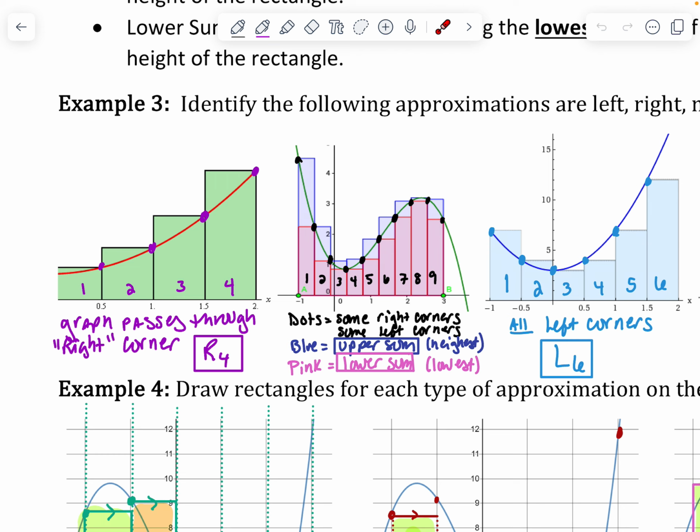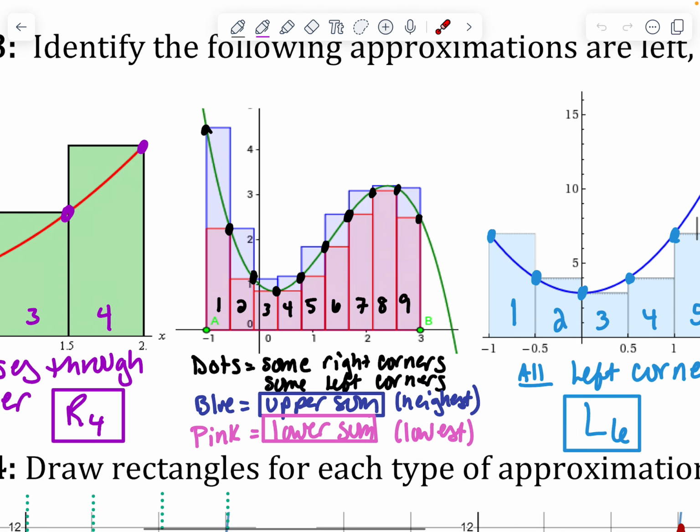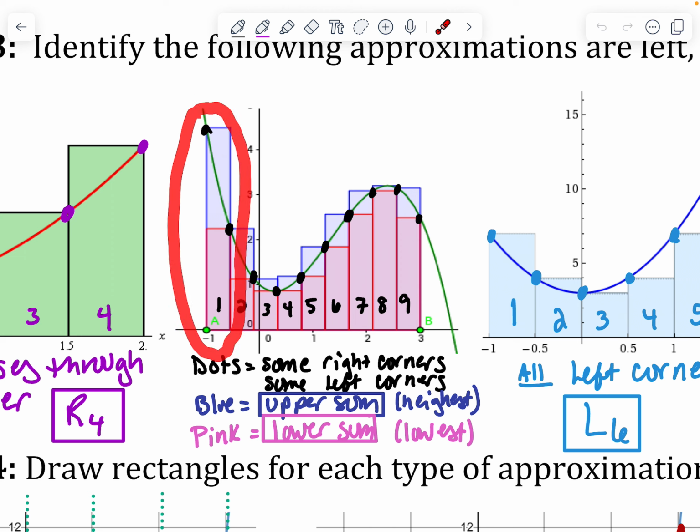So it was this right side of the rectangle, and I can see that there's 1, 2, 3, 4 rectangles where when I isolate a single rectangle and draw lines where it crosses the graph, it's the point where the graph is crossed on the right side that created my rectangles, so I have R4. This is that whole upper-lower problem we've just discussed.